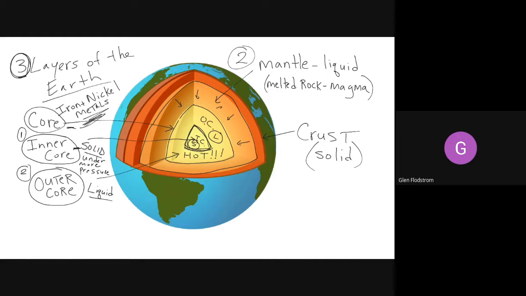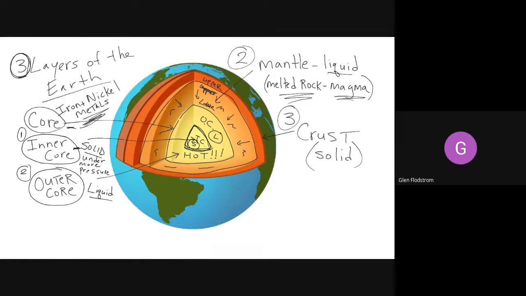Okay, so core, the second layer is the mantle. This whole area here is the mantle, and the mantle is liquid form. There's what they call an upper mantle and then the lower mantle. Actually, the more I think about it, this tannish color is the lower mantle, and this would be the upper mantle right there. Like we said, it's composed of melted rock and magma. Magma is melted rock.